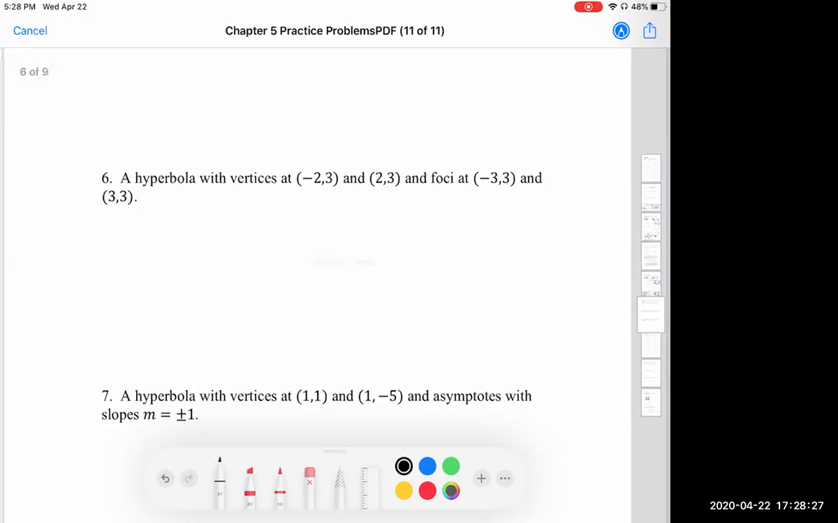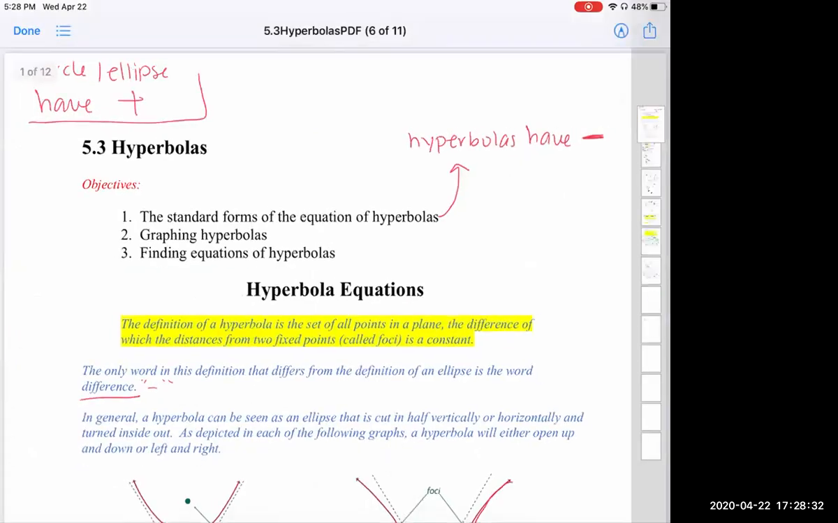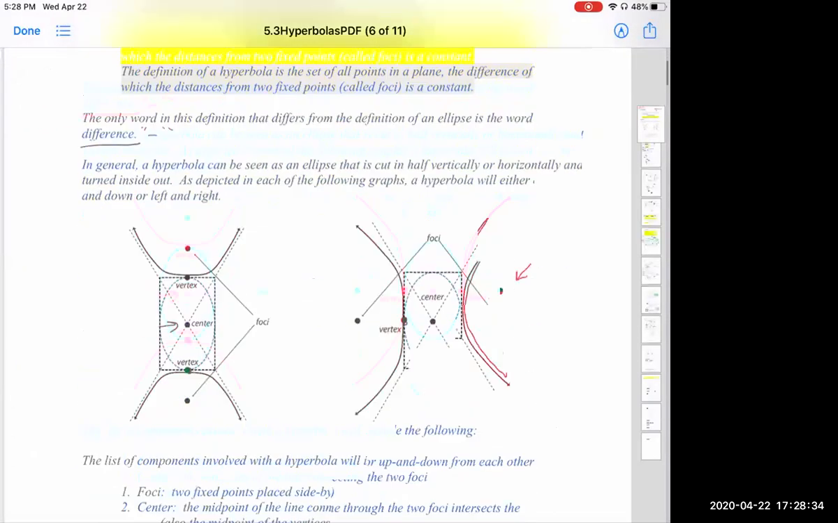All right, let's continue with hyperbolas. We still need to finish that section, so 5.3. Let's see. Let me see where the writing stops.